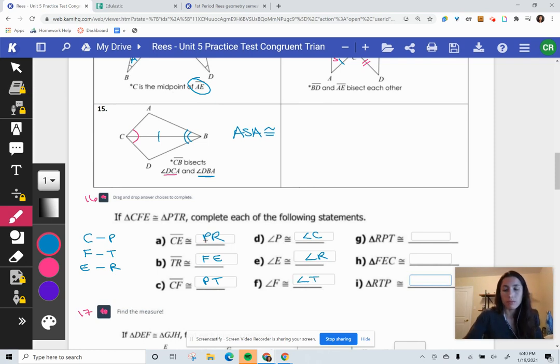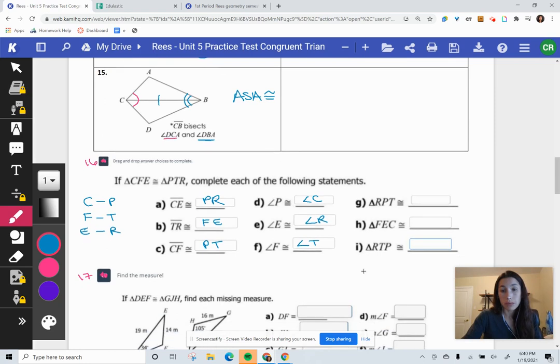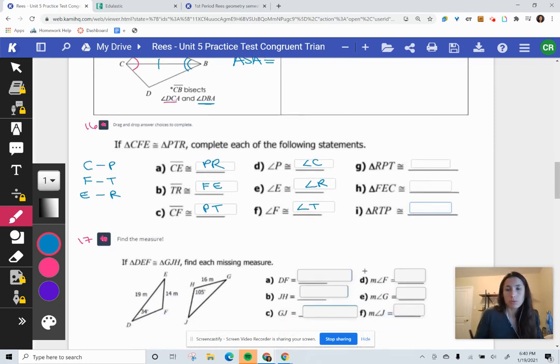And then we want to complete our triangle congruent statements to make sure they're accurate. So we've got R, P, T. So R matches up with E. P matches up with C. And T matches up with F.